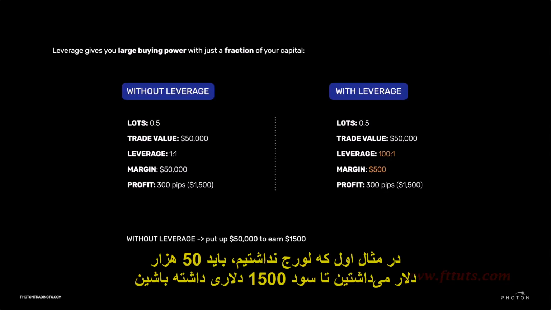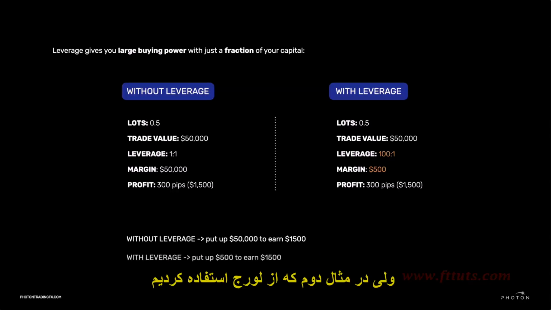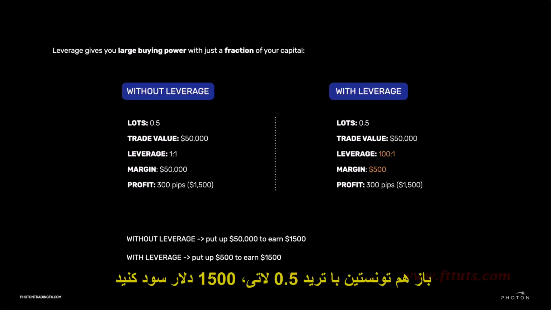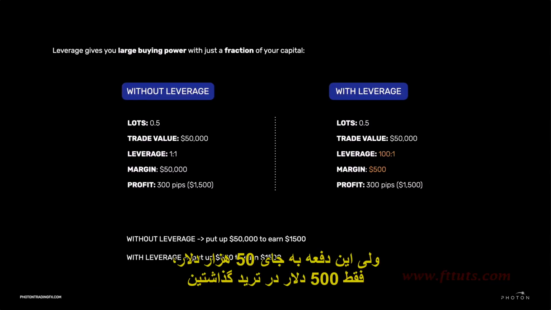So in the first trade example, without leverage, you had to put up 50 grand to your broker to earn a $1,500 profit on the trade. But on the exact same trade in the second example, with the only difference being that you use leverage, you still made the same $1,500 profit by trading 0.5 lots of euro-dollar. But this time, you only put up $500 rather than 50 grand to place the trade.